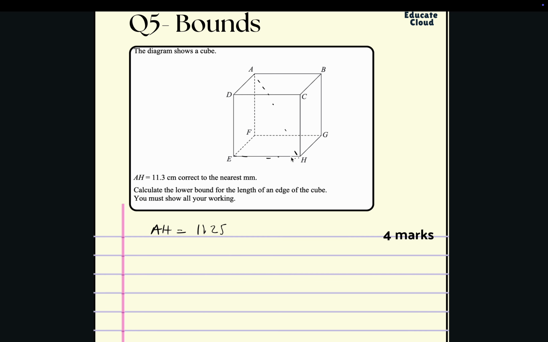So what you're going to need to do here is, you know that, let's label this as x. This would also be x. Then I would do x squared plus x squared for that, and then this would also be x.